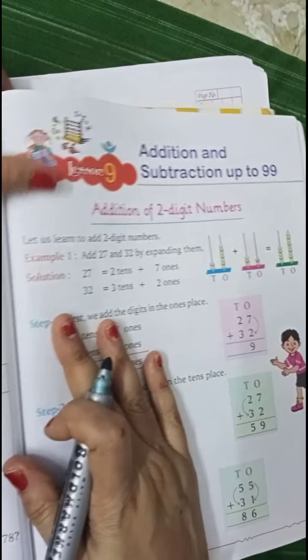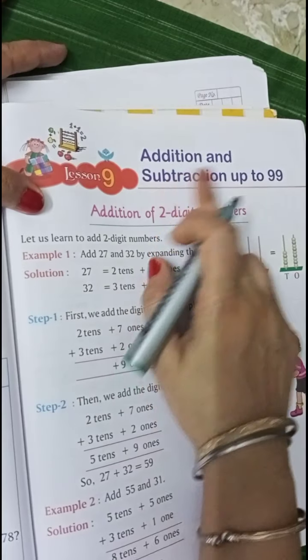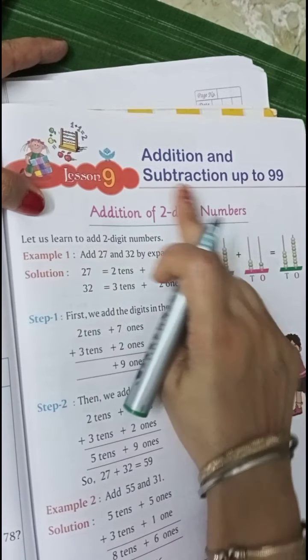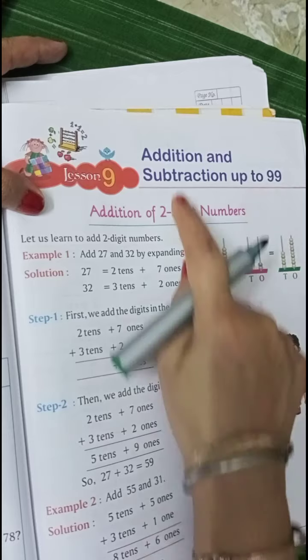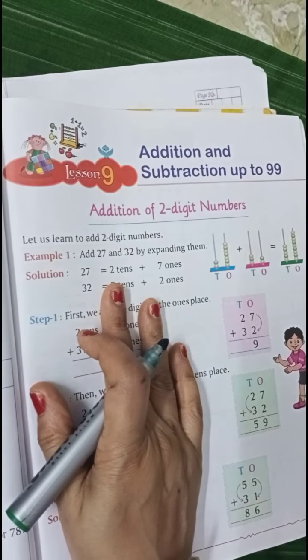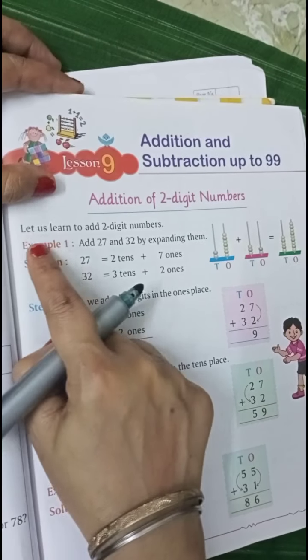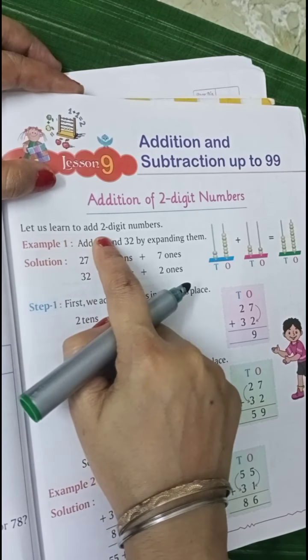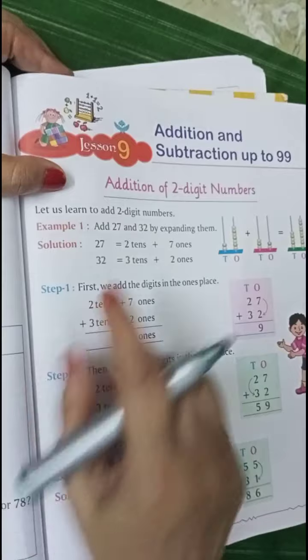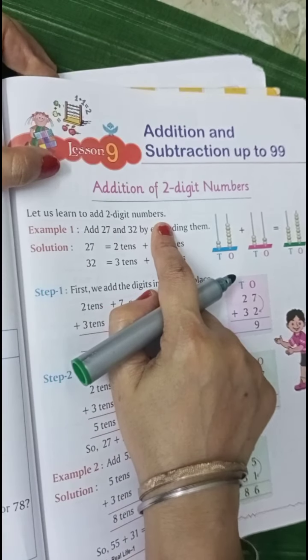In your book, we are going to see addition of 2 digits. Subtraction we are not doing now. We are only doing addition in this term. So, addition of 2-digit numbers. Let us learn to add 2-digit numbers.